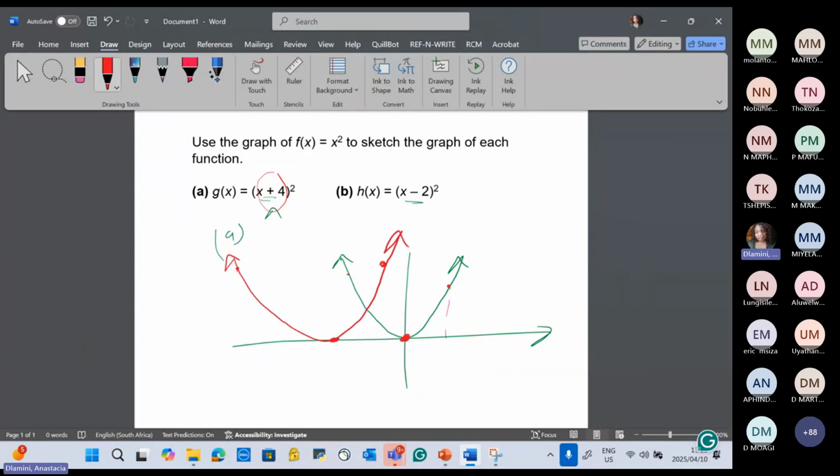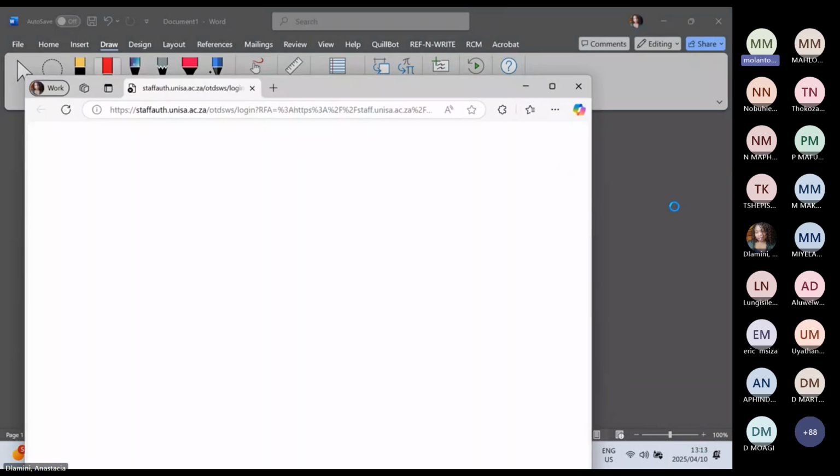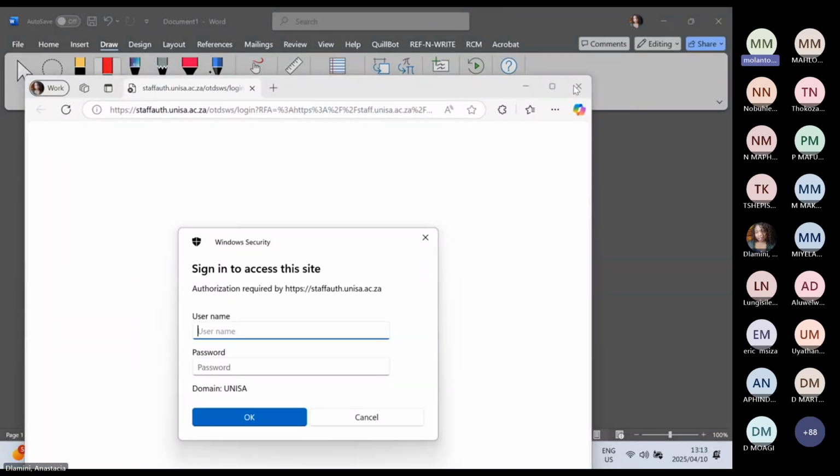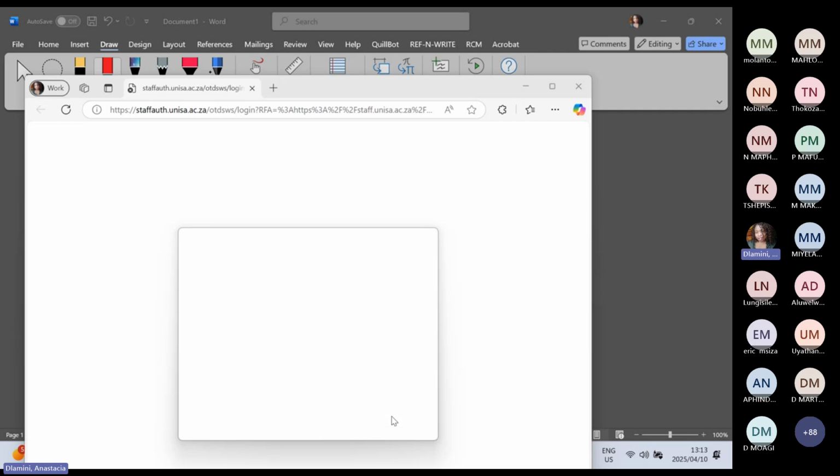Now, if you don't remember whether you are moving to the left or the right, do you see that this is a parabola? Guys, please mute. Who's that? I'm opening emails now.